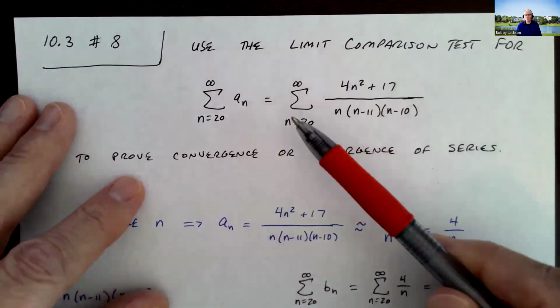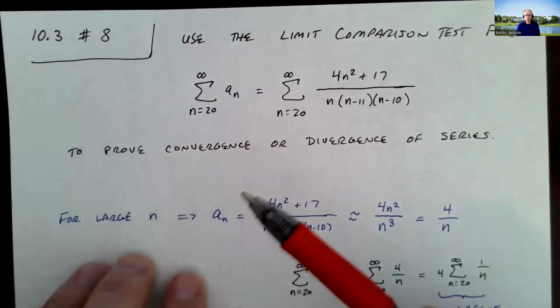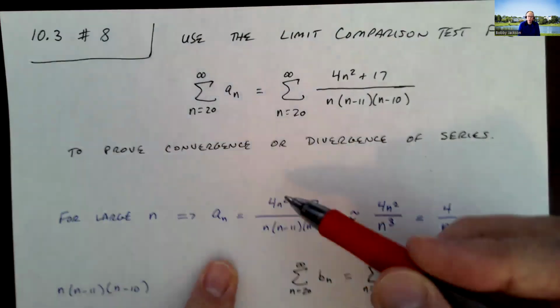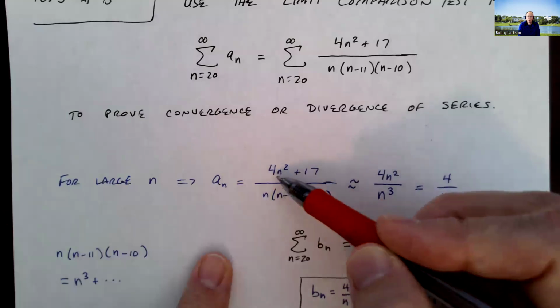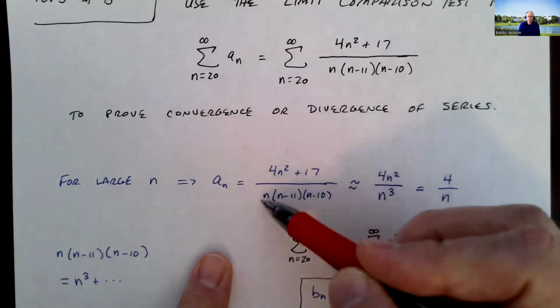So the question is, what are we going to compare it to? Well, for large n, remember what we look at. We look at the highest degree in the numerator and the denominator. Up top, it's obviously 4n squared for a sub n. What do we have in the bottom?